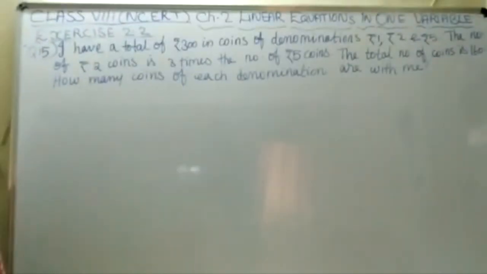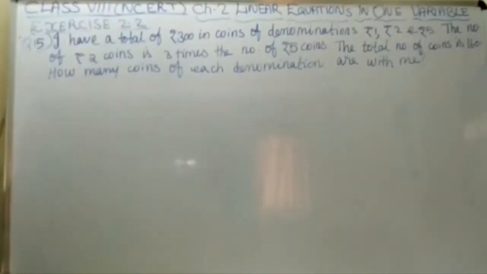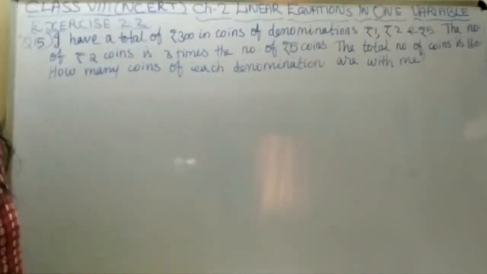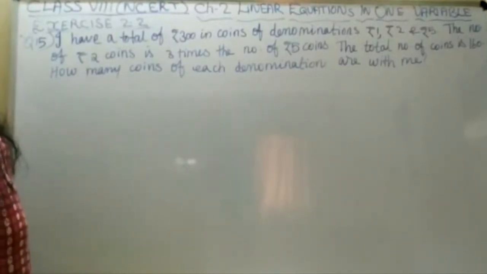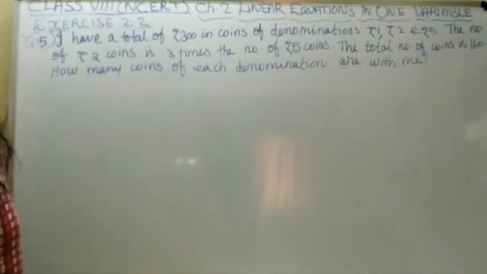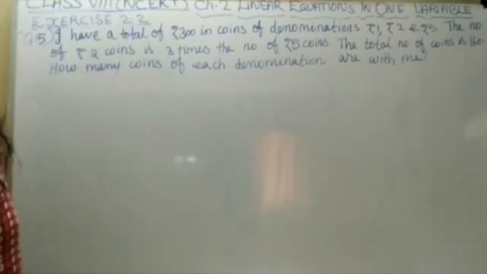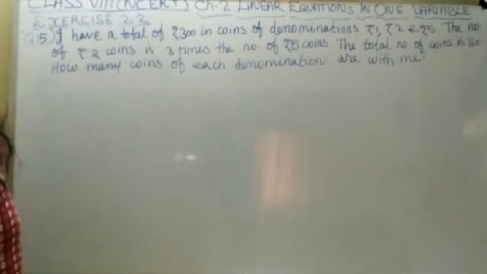I have a total of rupees 300 in coins of denominations rupees 1, rupees 2 and rupees 5. The number of rupees 2 coins is 3 times the number of rupees 5 coins. The total number of coins is 160. How many coins of each denomination are with me? We have to find the number of coins of each denomination.